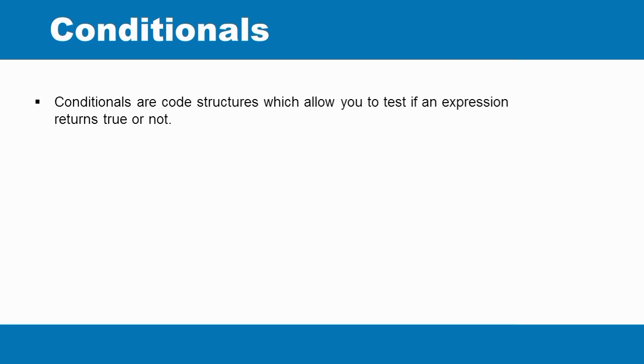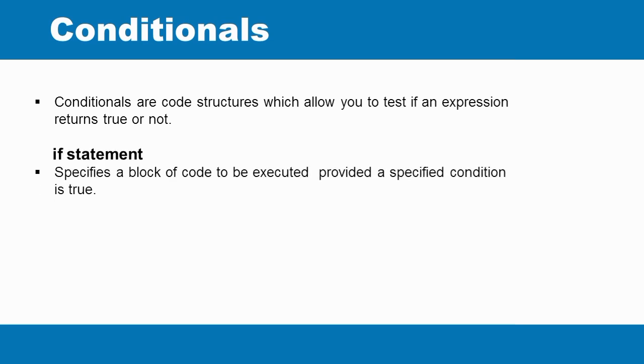Conditionals are code structures which allow you to test if an expression or a condition returns true or not. They are used to perform different actions based on different conditions. The common conditional statements are an if statement.